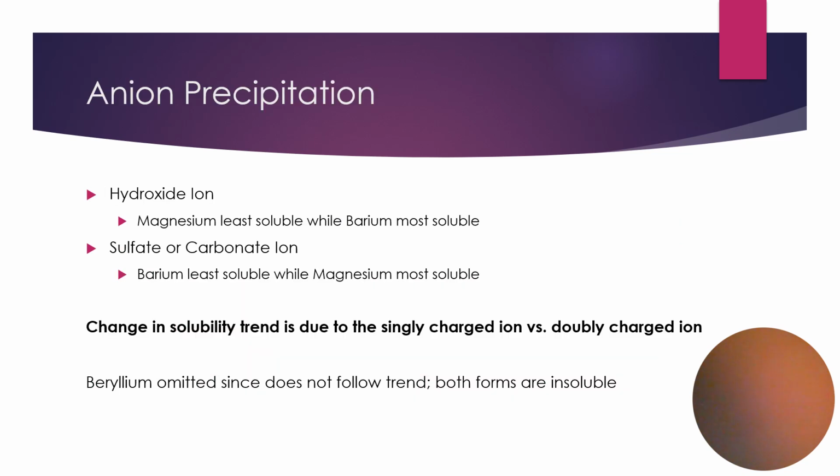Similarly, anion precipitation can be predicted with periodic trends. So with the hydroxide ion, magnesium is the least soluble, while barium hydroxide is the most soluble. However, the opposite occurs whenever it's reacting with a sulfate or carbonate ion. So barium is the least soluble, while magnesium sulfate is the most soluble. And this is due to the different shape of the molecule whenever it's a 2+ charge, so it's in a 1-to-1 ratio, versus in a 2-to-1 ratio with the ion.